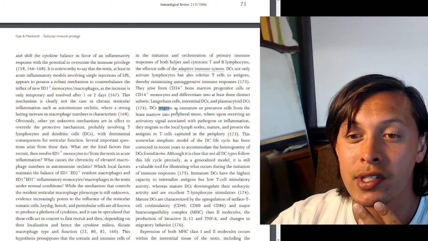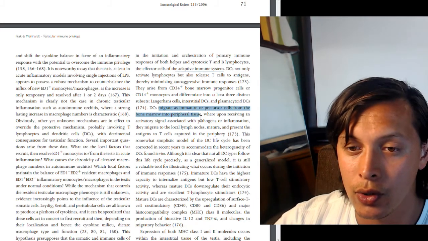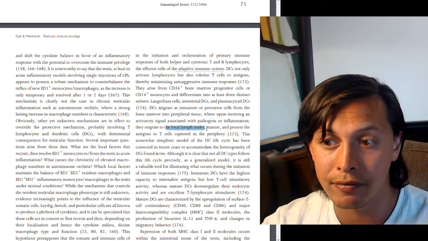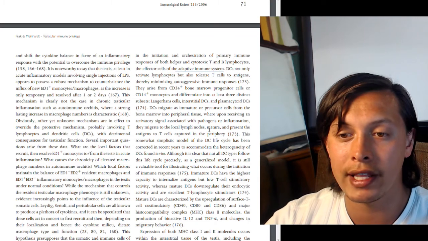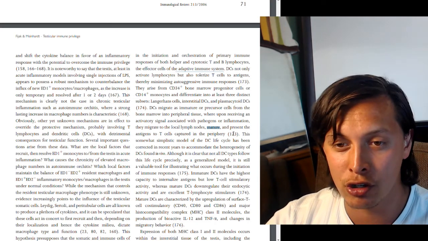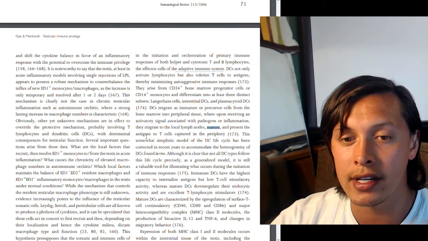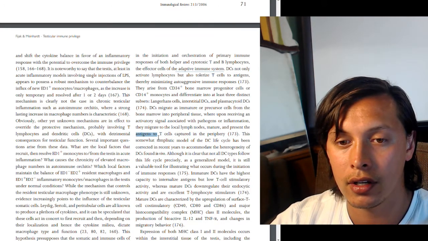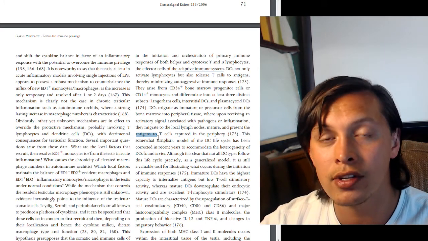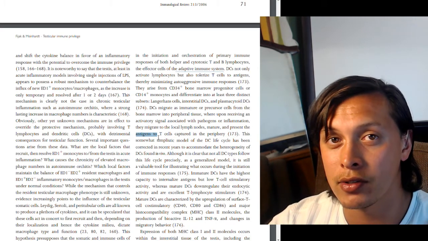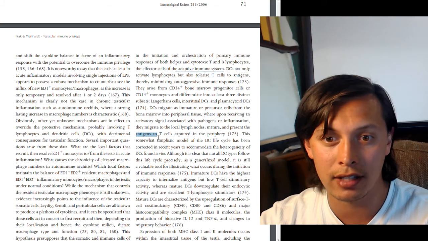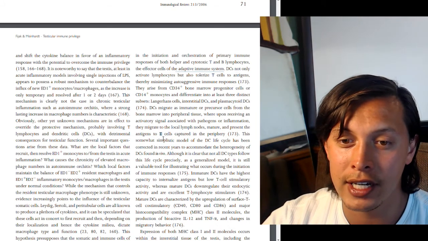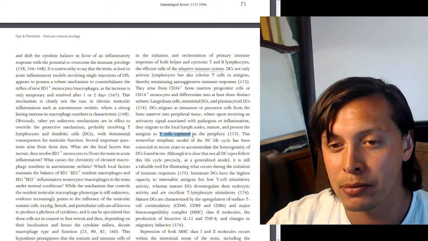Anyways, after they receive that signal, they go to a nearby lymph node, and they mature in that lymph node, and then during the maturation process, they start presenting the antigens on the surface, which can tell the immune system what to attack later. And they present the antigens to T cells captured in the periphery.